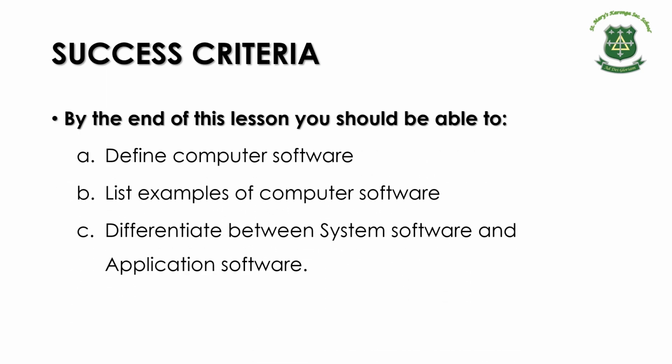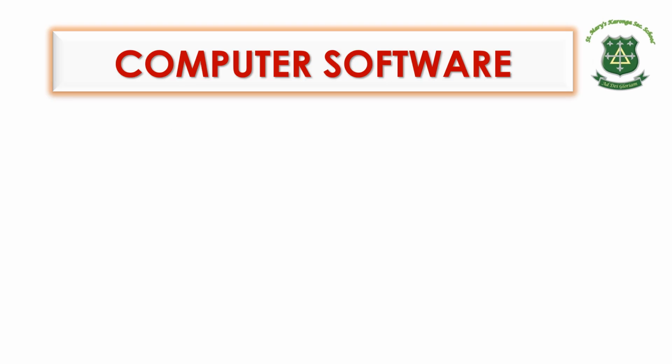Now, this topic has some objectives that we need to meet. By the end of this topic, we have to define what computer software is, list examples of computer software, and differentiate between system software and application software. These are the things that we need to understand by the end of this topic.